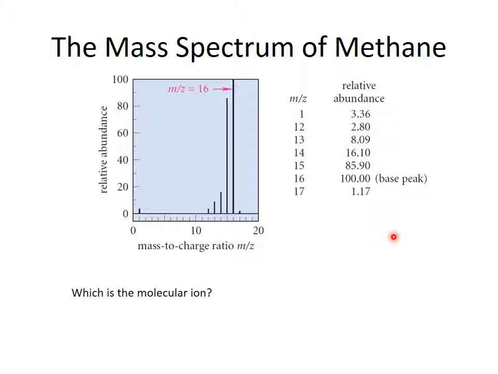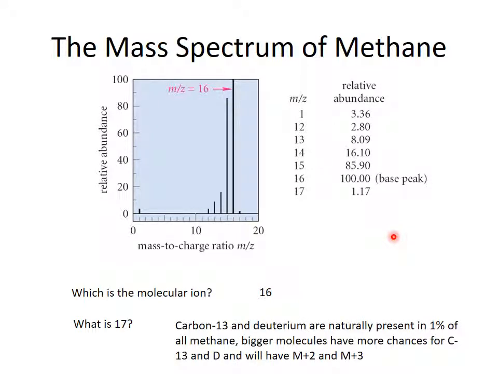So what is the molecular ion here? It's the one that's 16, because that's your mass of methane. Which is the base peak here? The base peak is actually the molecular ion, which usually doesn't occur. So what is 17? 17 is your carbon-13 and deuterium.